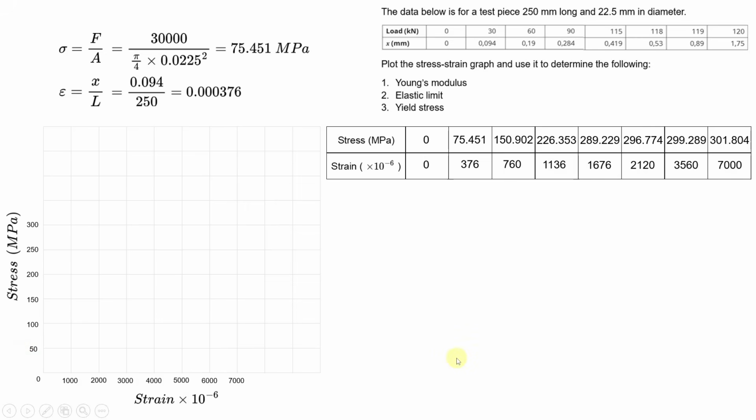And so now I need to plot. So the first point is 0, 0. Where is 0, 0? 0, 0 is here. So that will be my first point. You can see 0, 0, that blue dot. That's my first point.